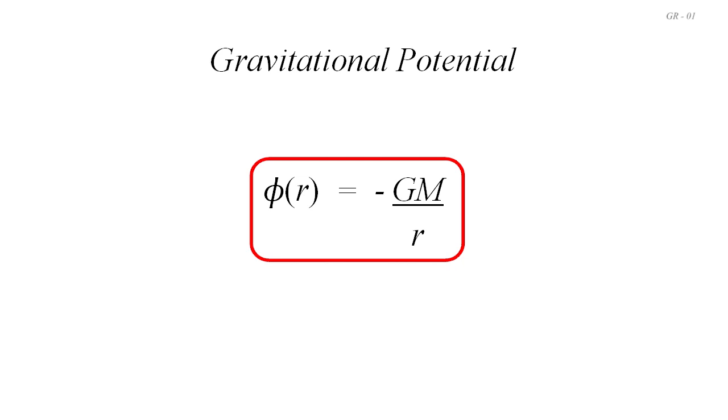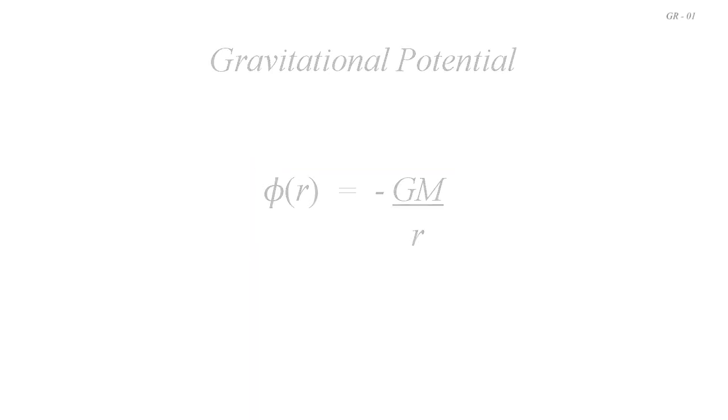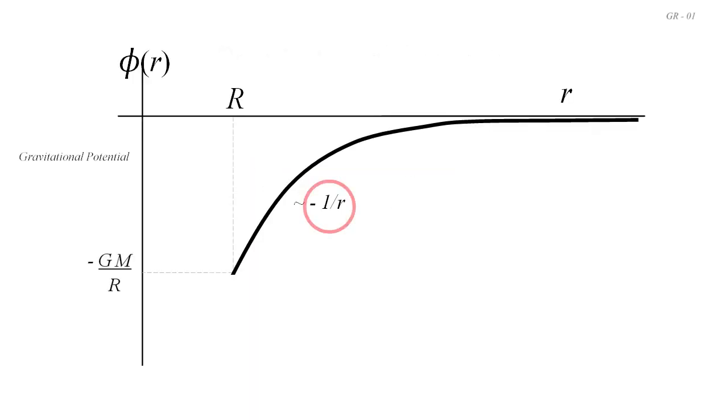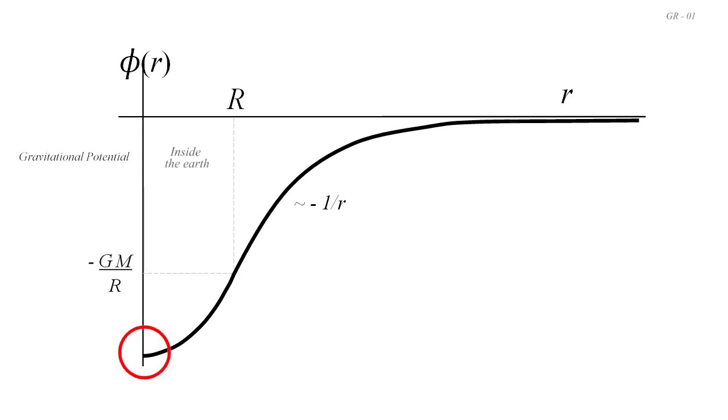A plot of the relationship between phi of r and the distance little r from the mass capital M, which has a radius of capital R such as the Earth, will look like this, with a minus 1 over r relationship. Again, in this diagram we've not considered the gravitational potential inside the mass, although once more it's not difficult to calculate that for a uniform or homogeneous object. It would have a quadratic shape towards some finite value at the object's centre.